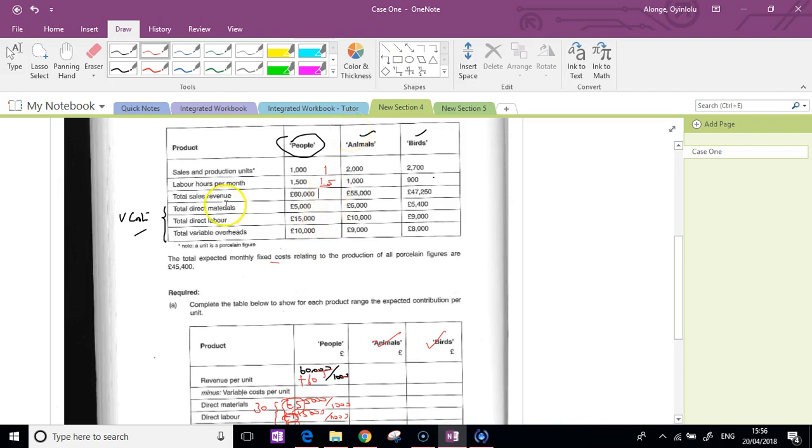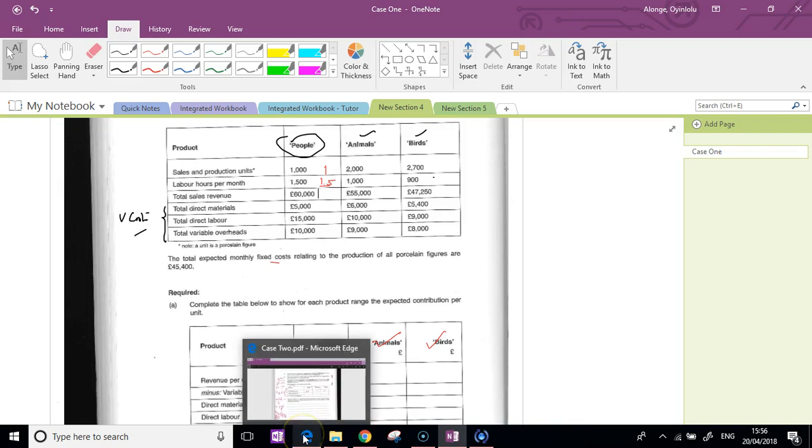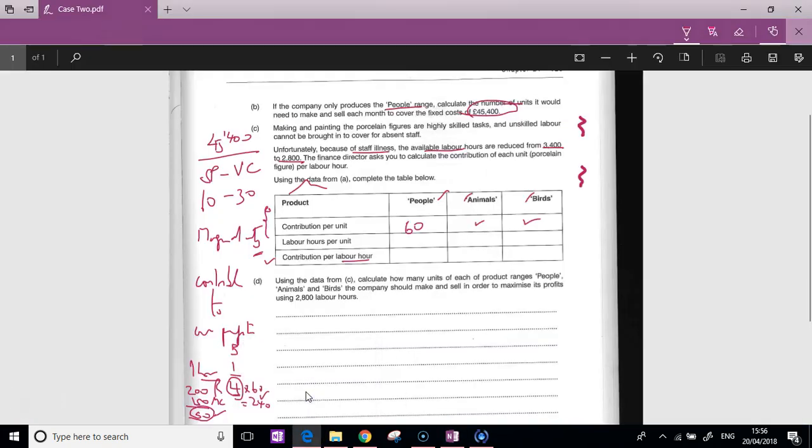So we come back to our other page, fully aware of how long it takes us to make a unit. To make a unit, it's 1.5 hours. So the contribution per labor hour is 60 divided by 1.5. That's 40. So you're getting £40. What you need to do is do exactly the same thing for animal and birds. Then it says now calculate what you're going to make.